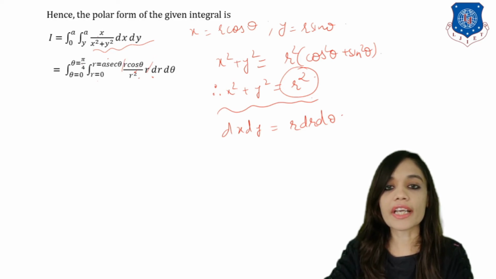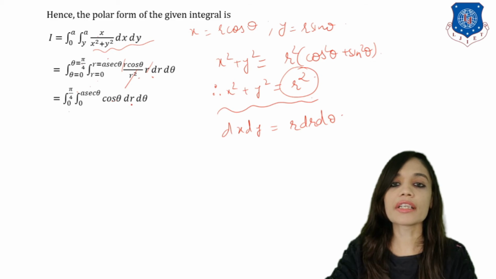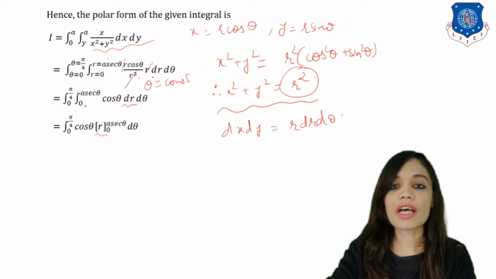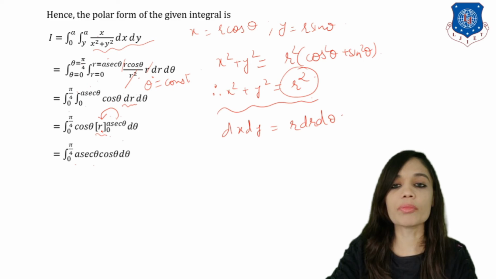Now these two r will get cancelled out. So finally, what will remain? Double integration from 0 to pi by 4, 0 to a sec theta, cos theta dr d theta. So firstly we will integrate with respect to r, keeping theta as constant. Our cos theta will remain as it is, and integration of 1 dr will be r, and the limits are 0 to a sec theta. Now let us put the limits in place of r. Whenever you replace r by a sec theta, you will get a sec theta, and whenever you replace r by 0, the answer will be 0.